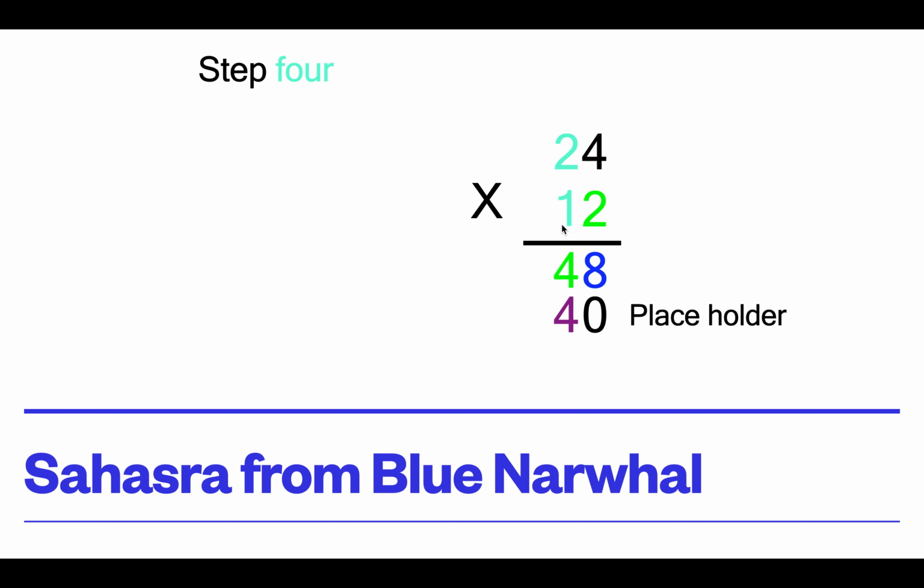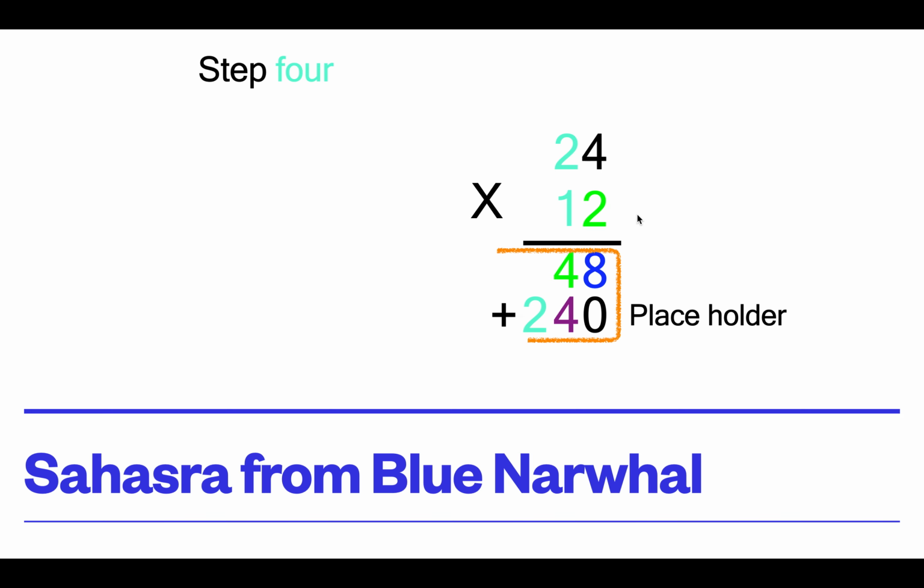Step 4 is in light blue. 1 times 2 equals 2. So that means we got 240 from multiplying 10 times 24.